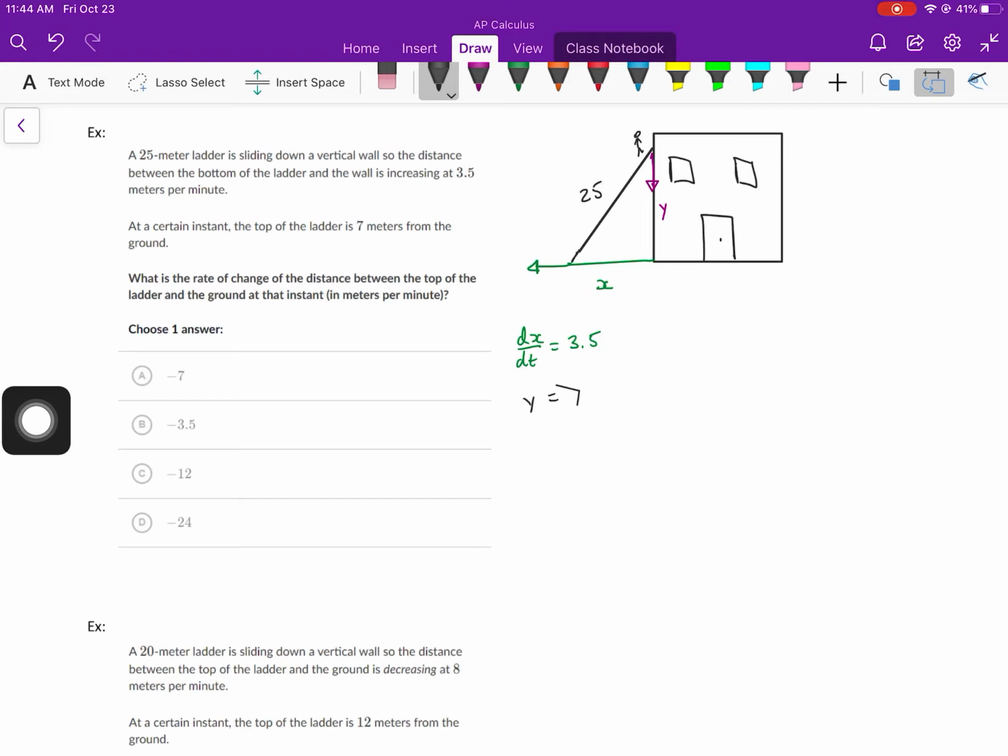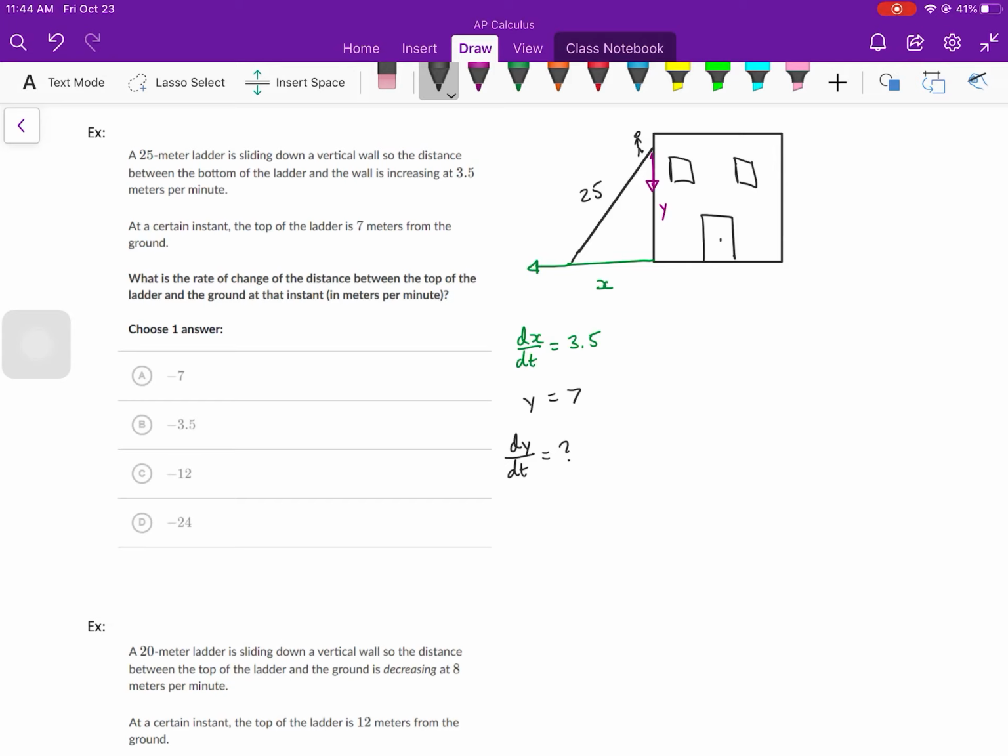What is the rate of change of the distance between the top of the ladder and the ground at that instant? So the rate of change between the top of the ladder and the ground. So here's the top of the ladder and here's the ground. You wouldn't find the rate of change between the top of the ladder and the base of the ladder because they'll never meet. So we're going to find the top of the ladder and the ground, that vertical distance. We want that change in y, dy dt, is what we're going to be looking for.